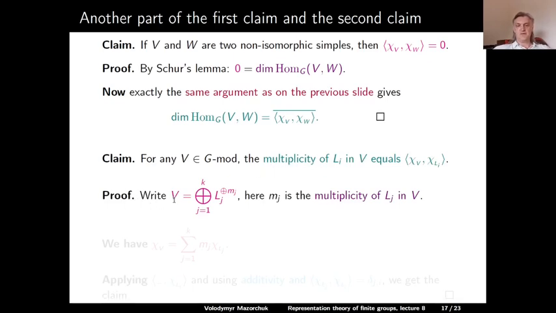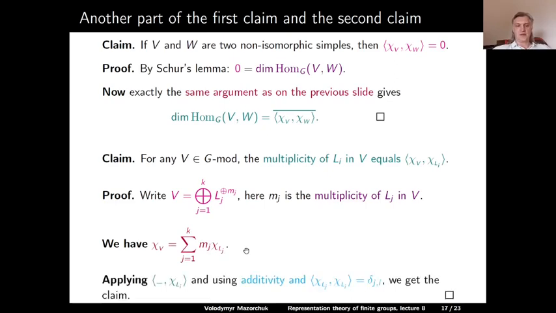Proof: let us write V as a direct sum of L_j's with multiplicities m_j's. Then the character of V is equal to the sum over all j from 1 to k, m_j times the character of L_j. Now, if we take the scalar product of this equality with the character of L_i, and use what we already know, that the characters of L_j's are pairwise orthogonal, all summands will disappear, and the only thing which will be left is m_i times the scalar product of the character of L_i with itself. And we already know that this is 1. So this proves this claim.